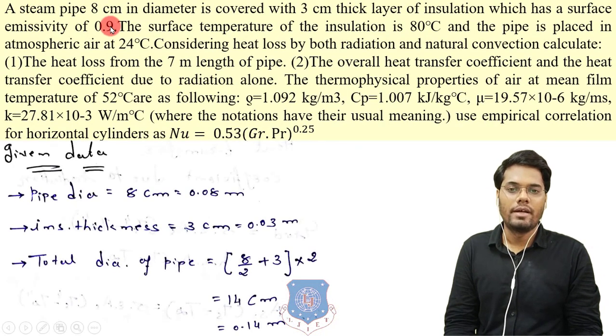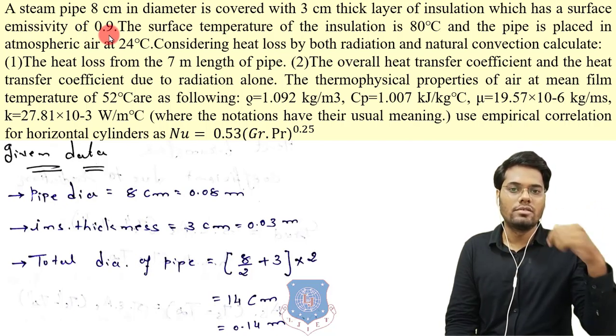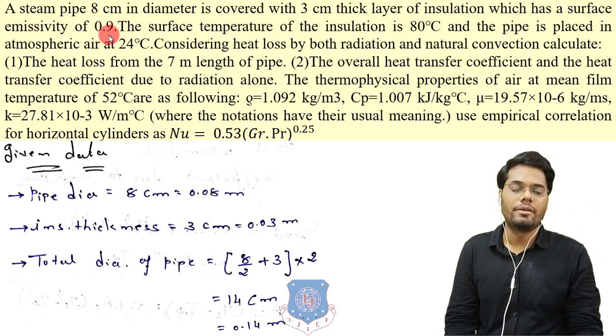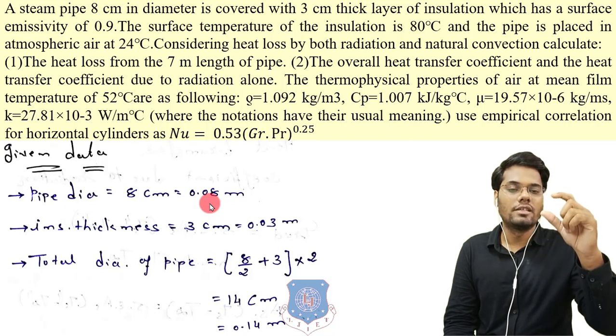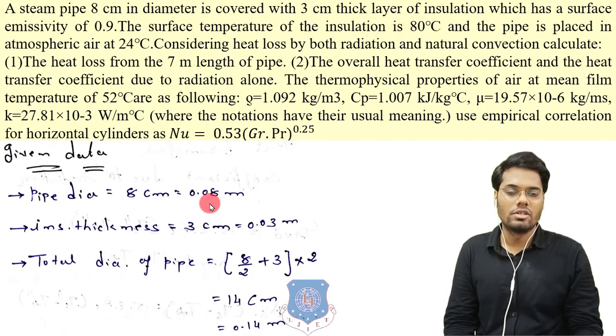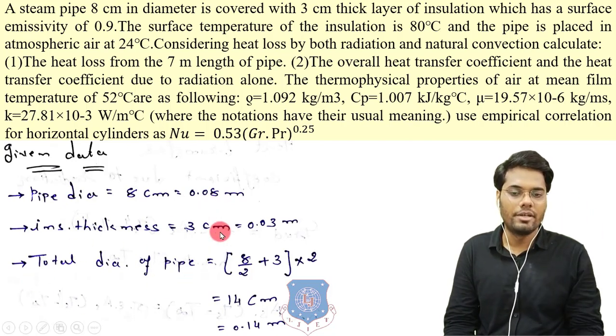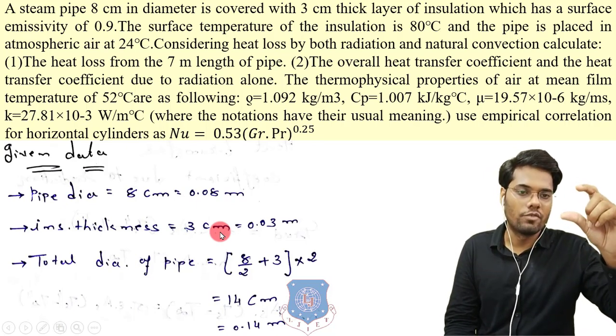A steam pipe 8 cm in diameter is covered with a 3 cm thick layer of insulation, which has a surface emissivity of 0.9. So there is a pipe whose outer diameter is 8 cm, that is 0.08 meter. On that pipe there is an insulation with a thickness of 3 cm. So the thickness of insulation is 3 cm. So that the total diameter of the pipe.